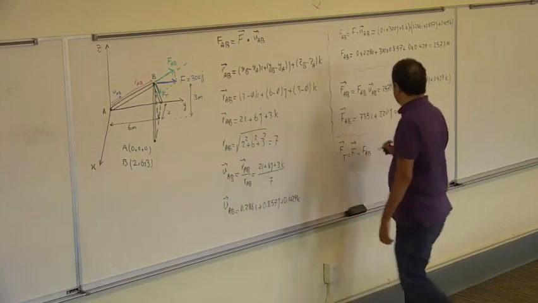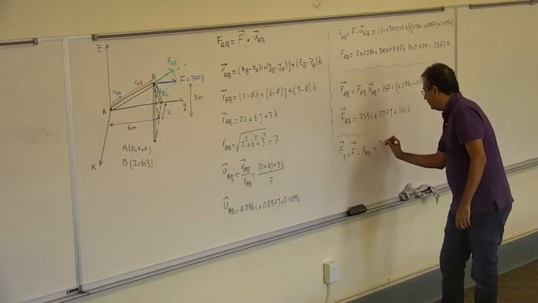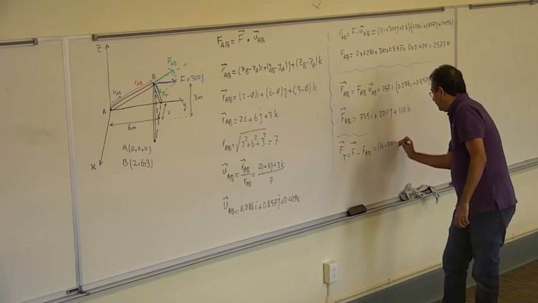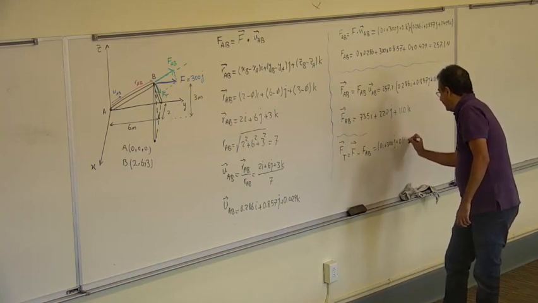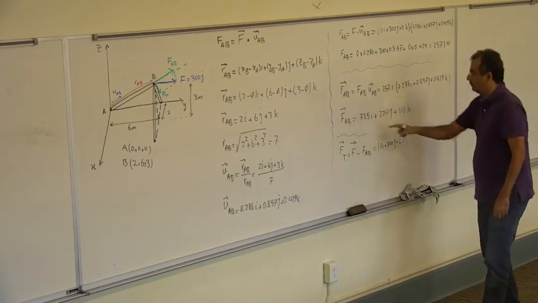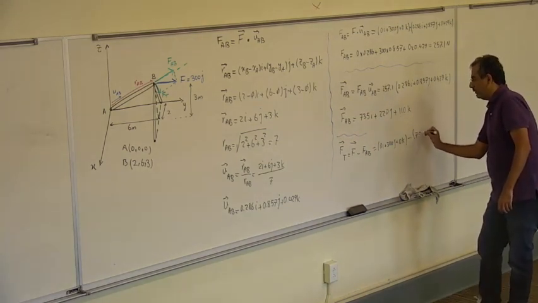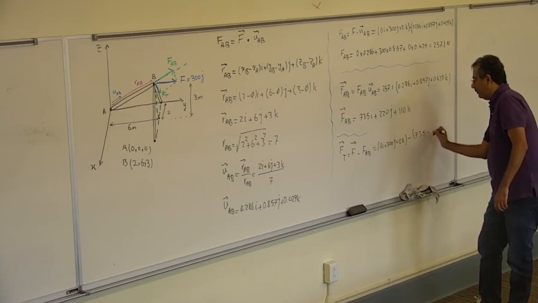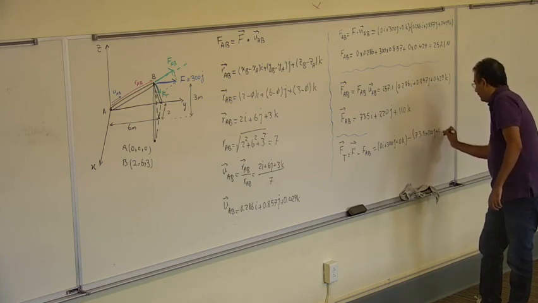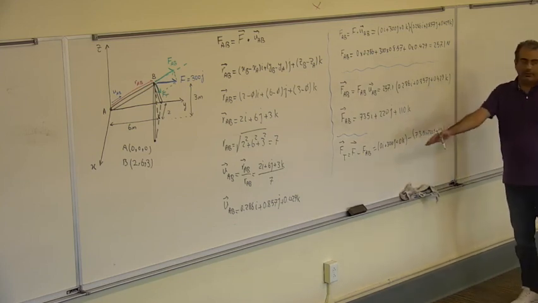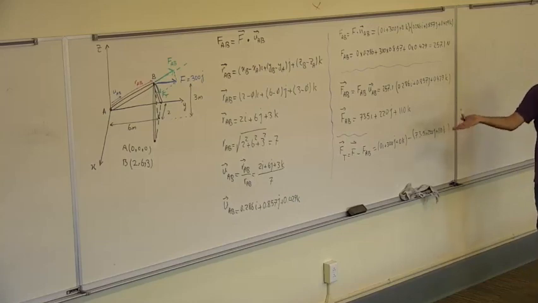So in other words, if I want to write it, then 0I plus 300J plus 0K minus that 73.5I plus 220J plus 110K, and just I minus IJ minus JK minus K.